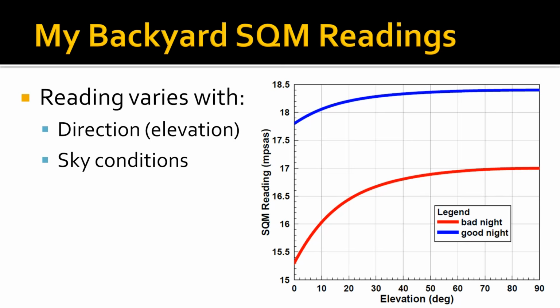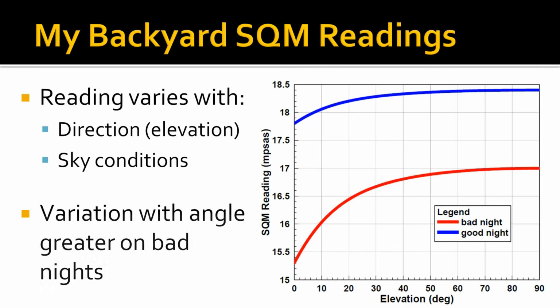There is always a variation with elevation angle, which is related directly to how much atmosphere I am looking through. More atmosphere means more scattering of light pollution. The variation in SQM readings with elevation is higher on nights with bad observing conditions, as illustrated in the plot.